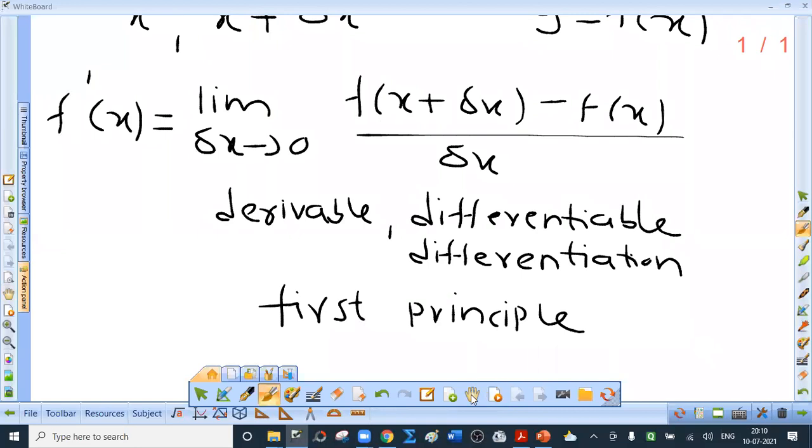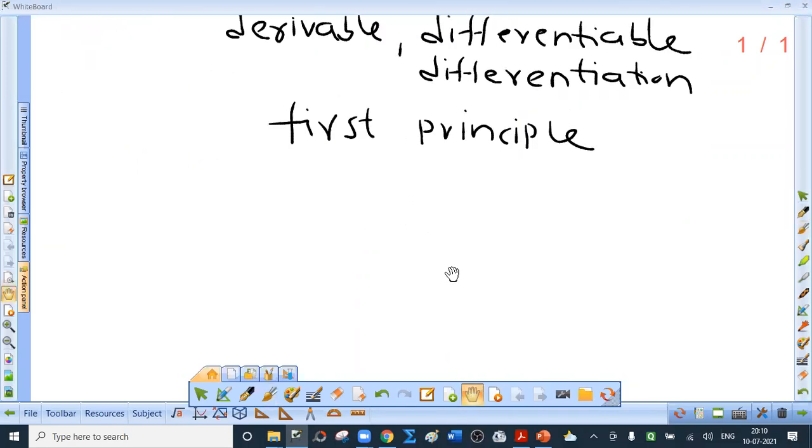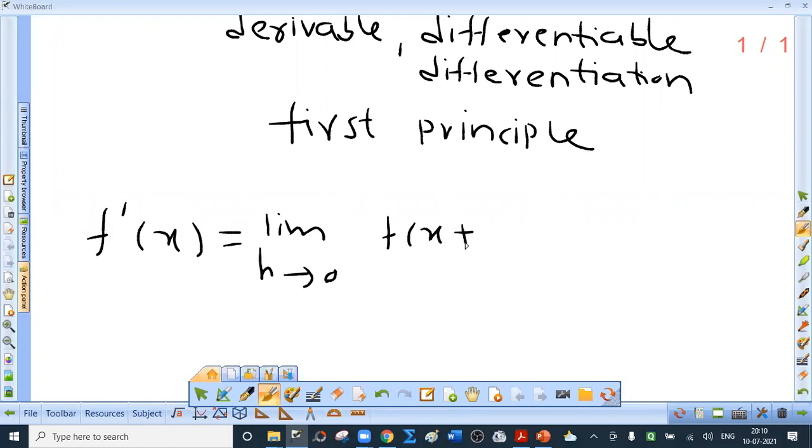Now, in some cases, the small change delta x is denoted by h. So in that case, what will be f dash of x? It is limit h tends to 0, f of x plus h minus f of x upon h. What I have done is I have replaced that small change delta x in x by h.